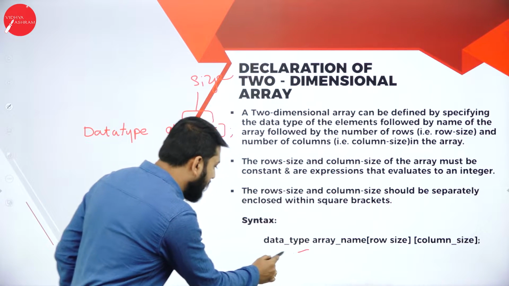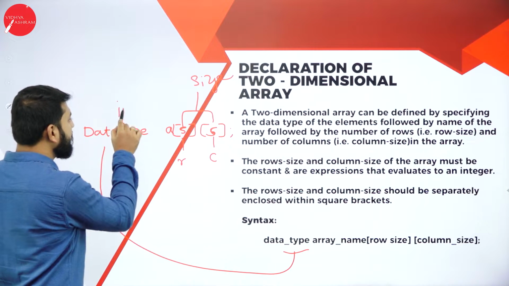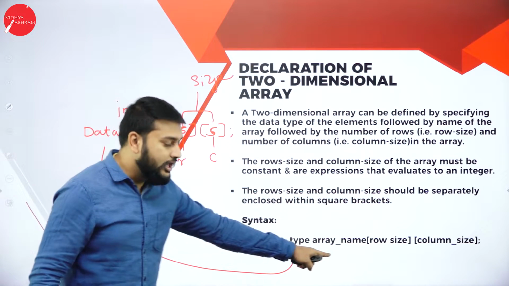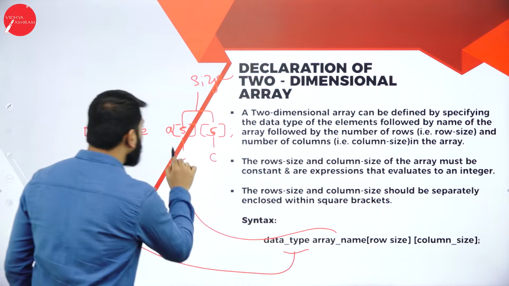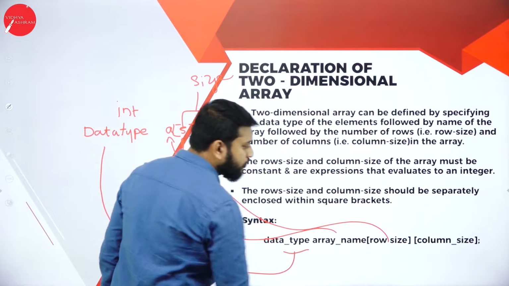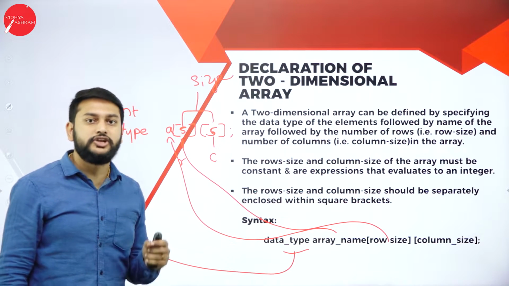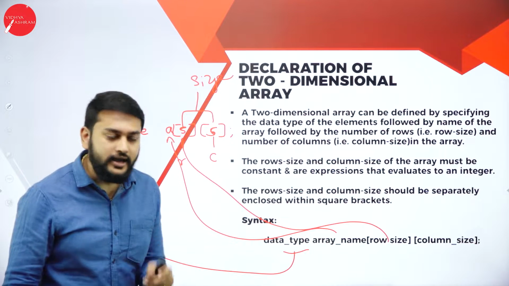First, what do you write? Data type. Observe. So first what do you write? Data type. Here I write int. The next, array name. Here what have I written? A is the array name. So 5, whatever I have written, is the row size, and the next 5 whatever I have written is the column size. That is what you need to understand, right?